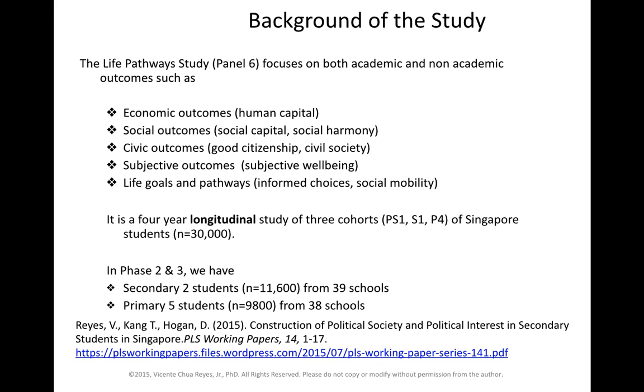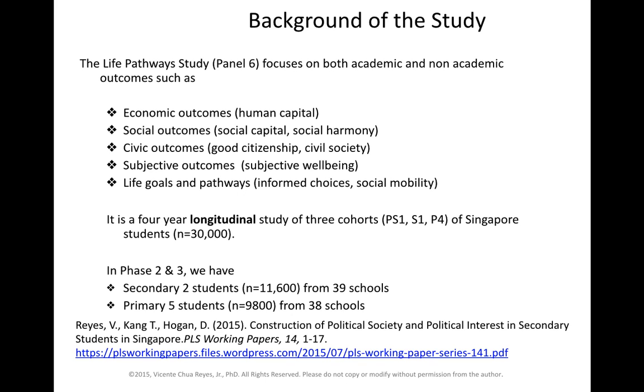It's called the Life Pathway Study, Panel 6. As I said, it's a 4-year longitudinal study. We had three cohorts. We looked at post-secondary students, those in university, junior colleges, and institutes of technical education, those in secondary school, that's S1, and those in primary school, primary 4. And we had a total of 30,000 students.